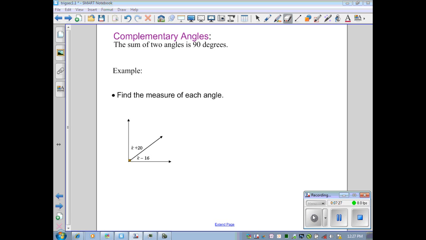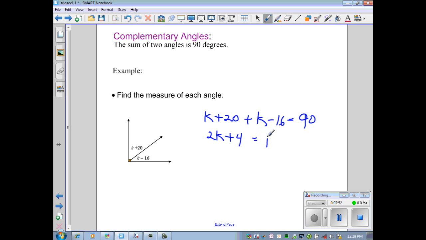To continue, all we need to do is combine the two expressions. Since this is complementary, we know they add up to 90. Simplifying the expression, and then solving for k. Dividing by 2 will give us our solution for k, and in this situation, that gives me 43.